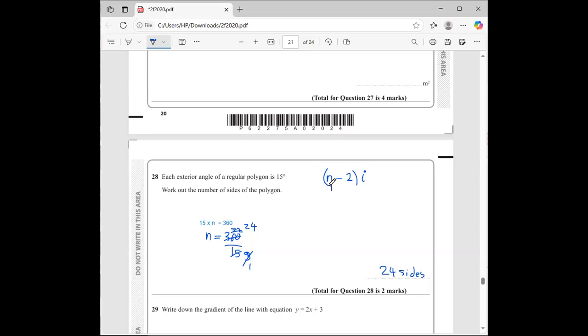N is the number of sides of the polygon. 2 is just a constant. If you subtract 2 from the number of sides and multiply it by one of the interior angles. So if we pretend that this 15 was in the question, but instead of exterior, they told us interior, probably the question would say something like this.